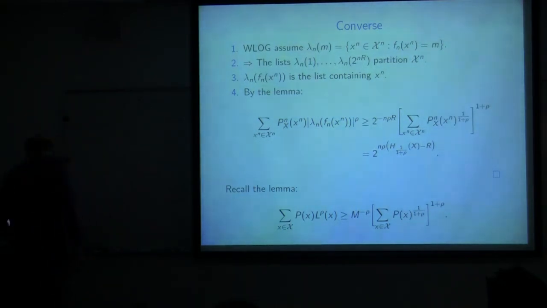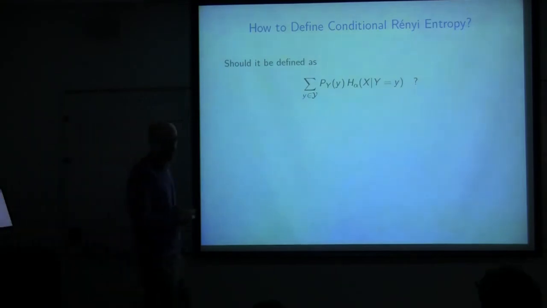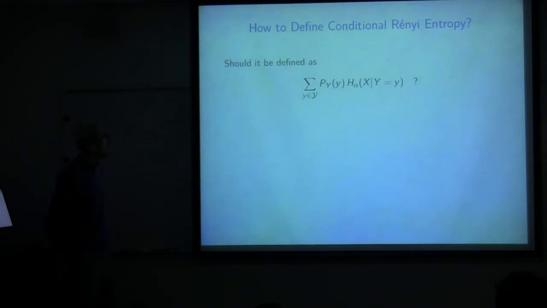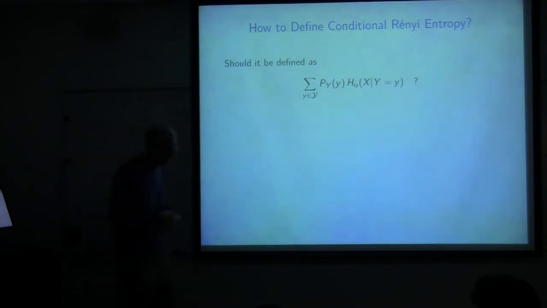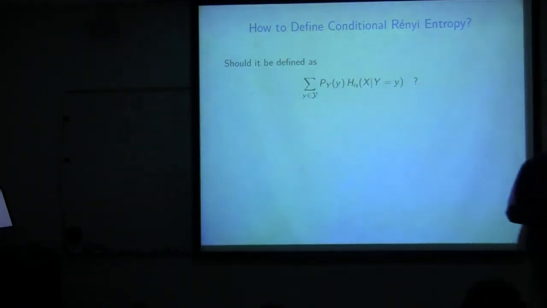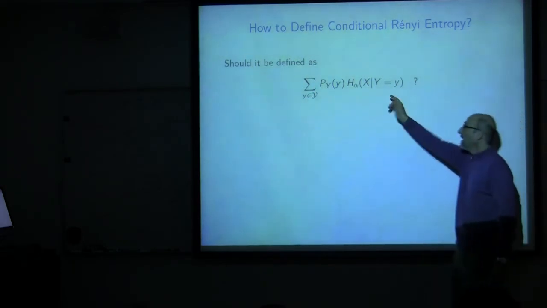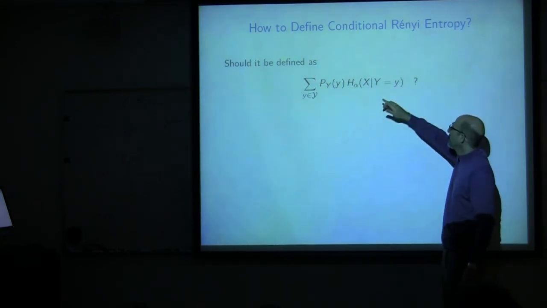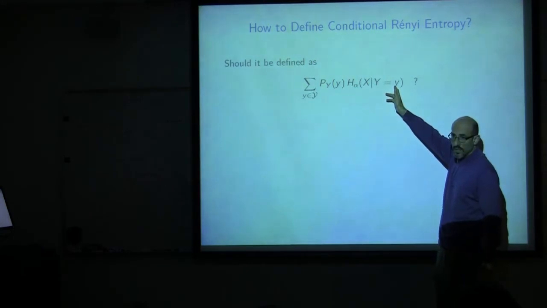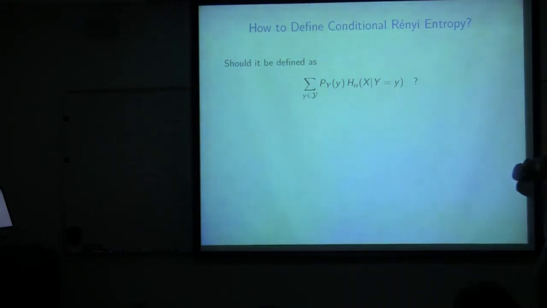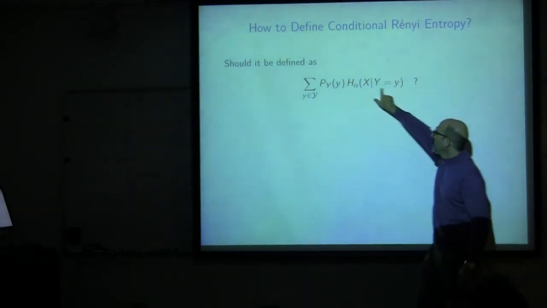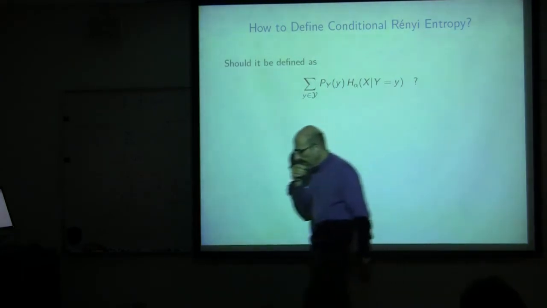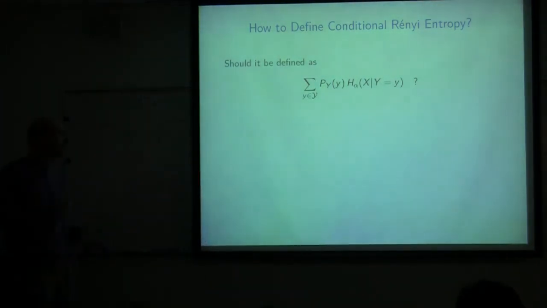Okay, now I come to another issue which I promised you, which is how to define conditional Renyi entropy. Let me first give you the definition that I think is not the right one. When I teach information theory and I talk about conditional entropy, I say, suppose you have x and y, with some joint PMF PXY. We know already what the entropy of x is. Now let's look at the entropy of x conditional on y. Once you condition on y, you get a new PMF on x. This new PMF has some entropy, H of X given that Y is equal to y. Let's average this over y.